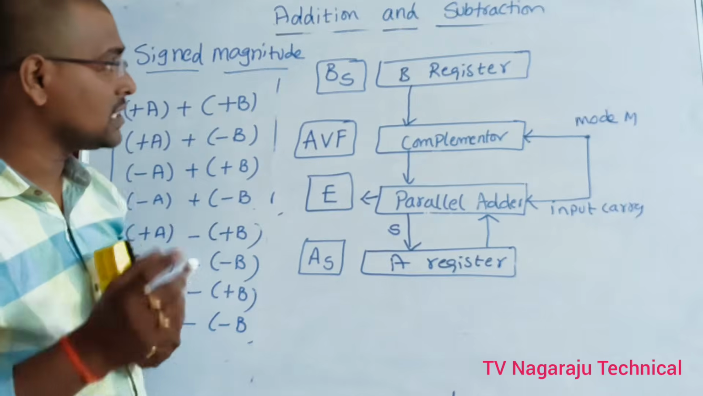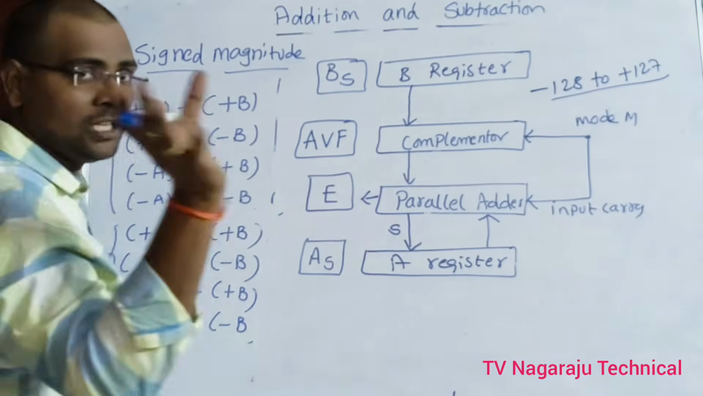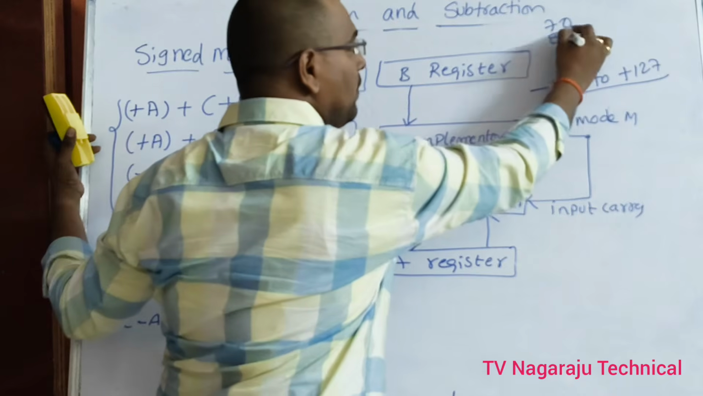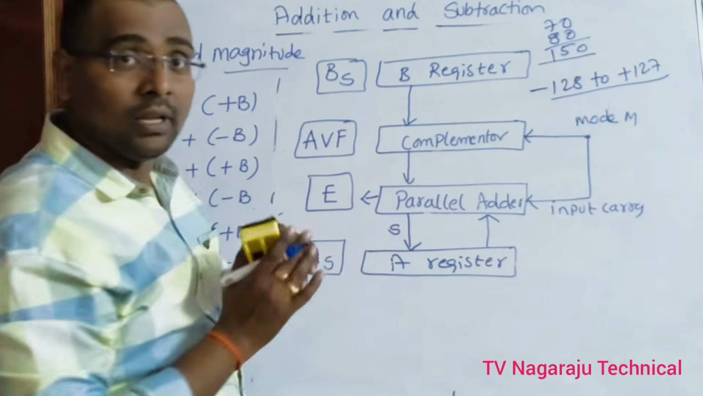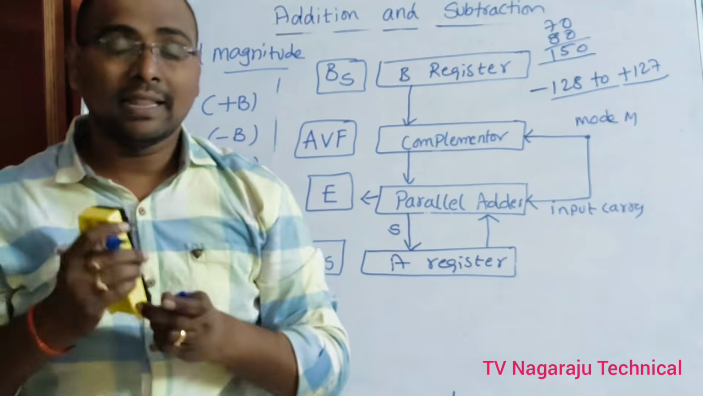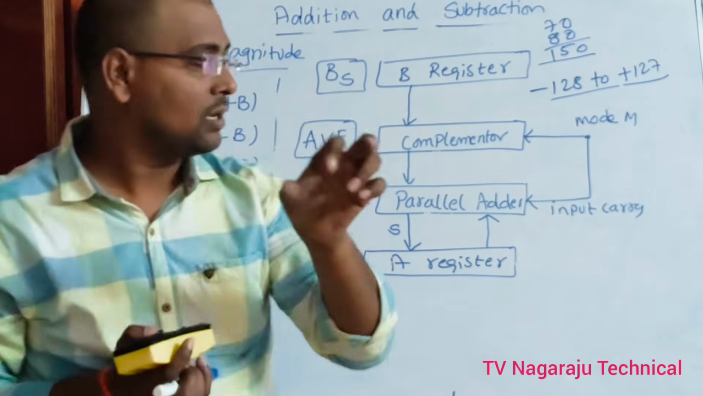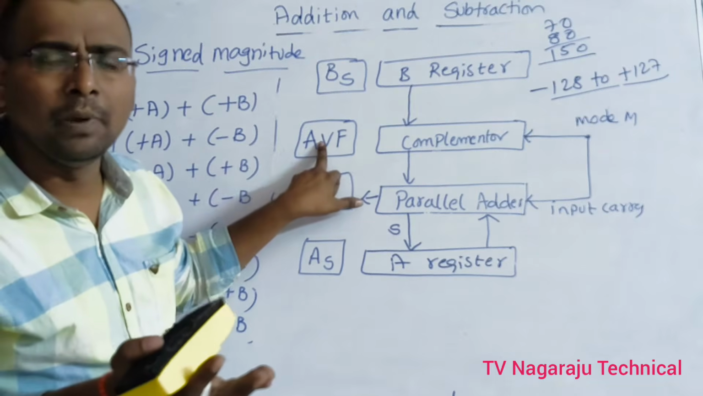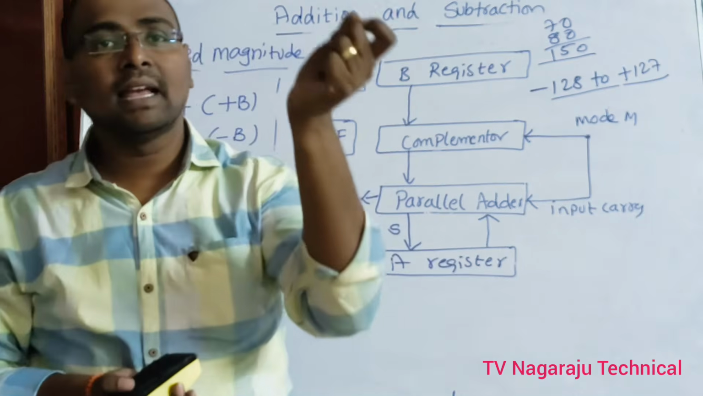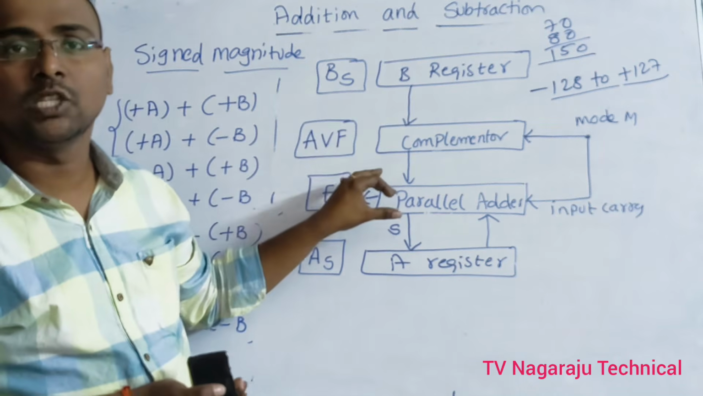And overflow, for example, minus 128 to plus 127, this is the range of the numbers. Consider a signed number, this is the range. If you perform addition between 70 and 80, the answer is 150. Is 150 within the range or not? No. That means an overflow occurred. That means after performing the operation, if the result crosses the range, it means overflow. Simple hardware implementation: take the XOR operation between the carry out of the MSB and the carry inside the MSB. If the value is equal to 1, there is an overflow. Otherwise, there is no overflow.